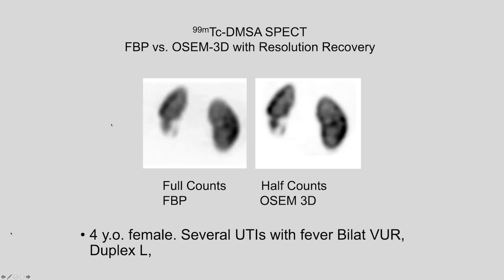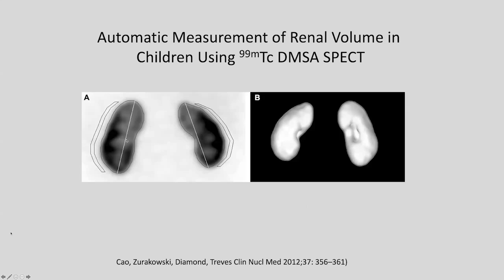Another example with filter back projection using full counts: there's no question there's a problem, a defect on the lower left kidney. It's much better seen with half counts using OSEM 3D. There's no question about that. So again, I would highly recommend SPECT and OSEM 3D with resolution recovery.